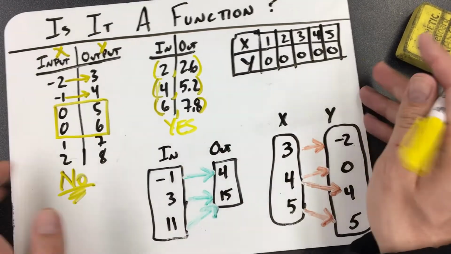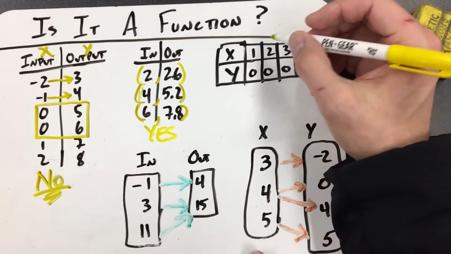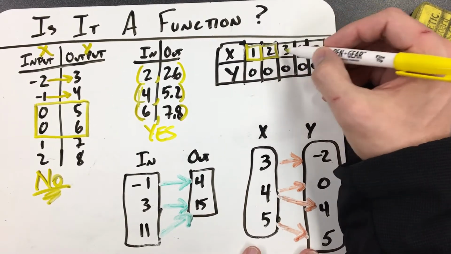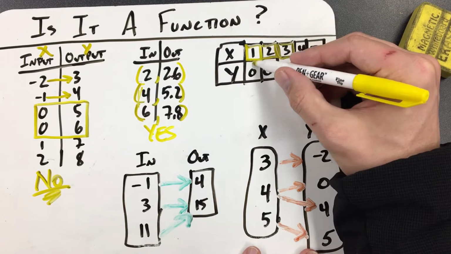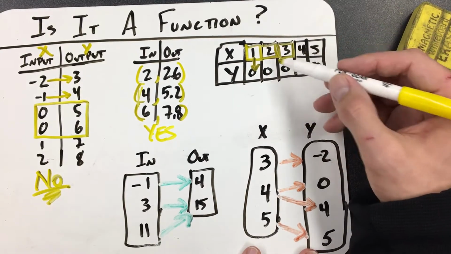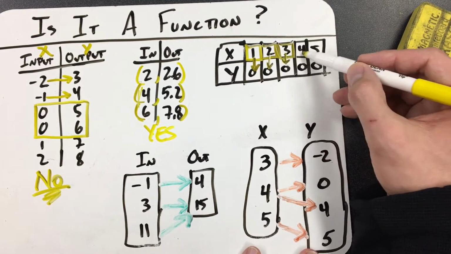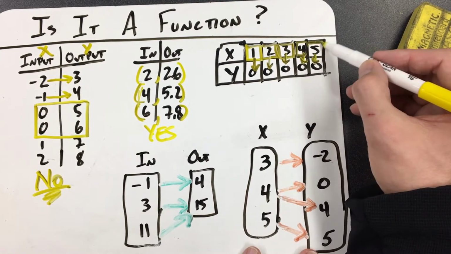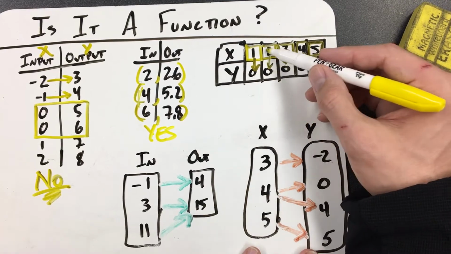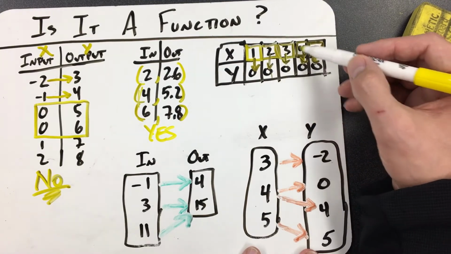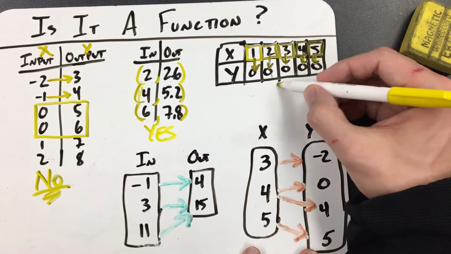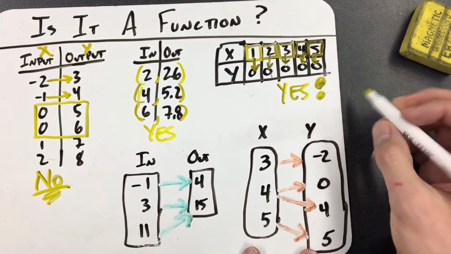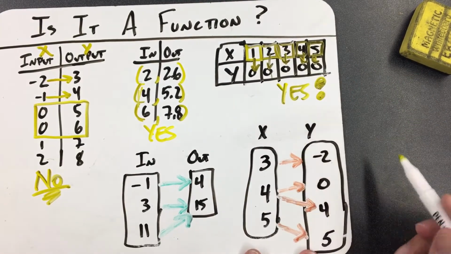You have a function. Over here, this one looks very strange, but remember what we're concerned about. Do the inputs ever have more than one output? Does 1 ever have more than one answer? No, it's only got one answer. Now, all these are the same answer. They're all matching up with 0, but is that okay? Does each input only have one output? Yeah, 1 only has one answer, 2 only has one answer, 3 only has one answer, 4 only has one answer, 5 only has one answer. So this is completely fine. It looks weird, but my inputs never repeated.